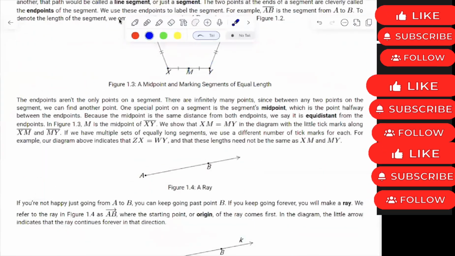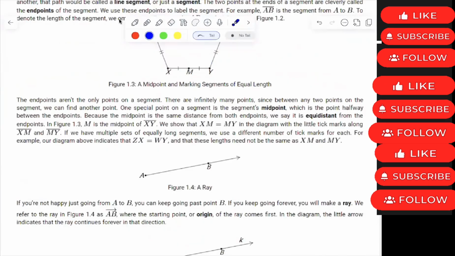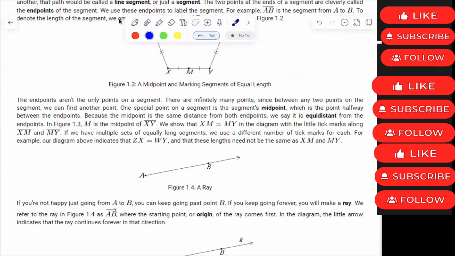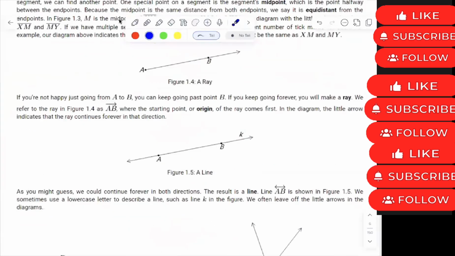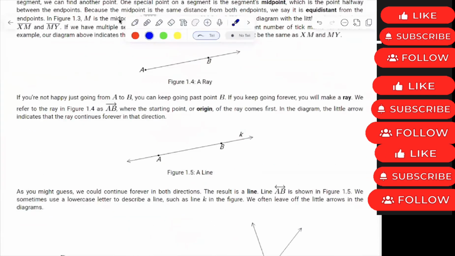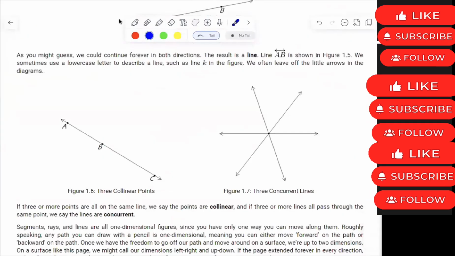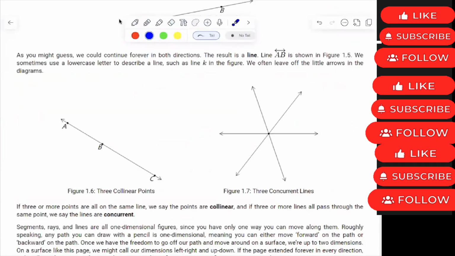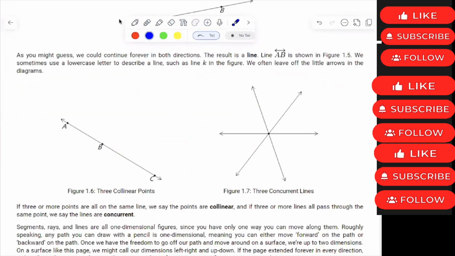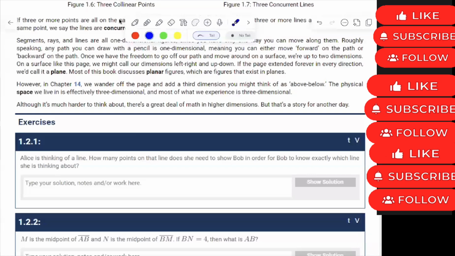And we have a ray. A ray is just a point that goes out into space with an arrow. It just goes on forever in one direction, not two directions, which is a line. A line goes in two directions. A segment is just part of a line. And then three concurrent lines: concurrency is just when three lines meet at the same point. Collinear is just 3 points lying on the same line, right? Now let's get on to the exercises.